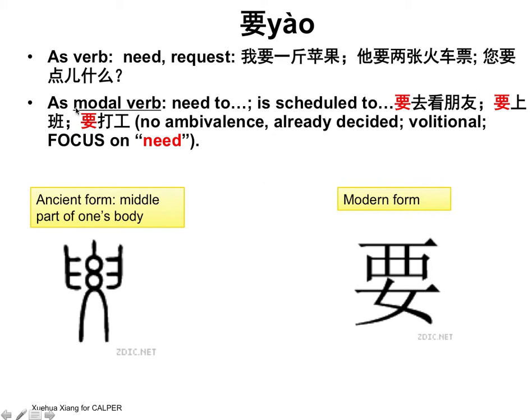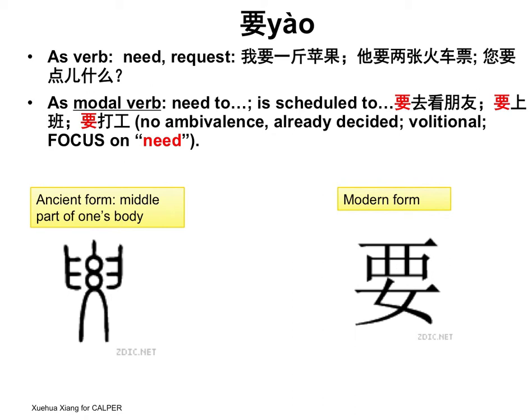And this understanding of needing something develops further into a modal verb. It becomes similar to the English word need to do something. So it becomes a modal verb to come before a verb. For example, 要去看朋友. I'm going to see my friend. 要上班. I'm going to go to work. 要打工. I'm going to go working. 打工 is a part-time job compared to 上班, a formal job.